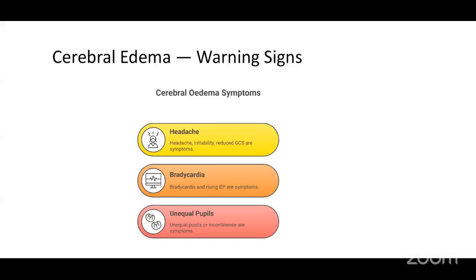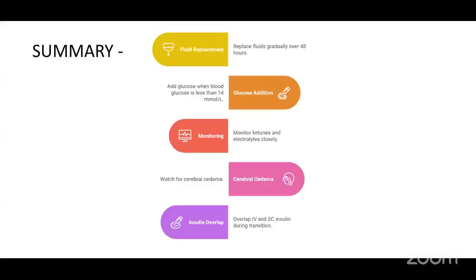So coming to the summary. First thing, fluid replacement. Fluid replacement has to be done after the bolus doses, gradually over the 48 hours. Then add glucose if the blood sugars have dropped below 14 millimole per liter. Keep monitoring ketones and electrolytes very closely: hourly ketones, 2 hourly ketones and electrolytes every 4 hourly. And you watch for any signs of pulmonary edema, cerebral edema.